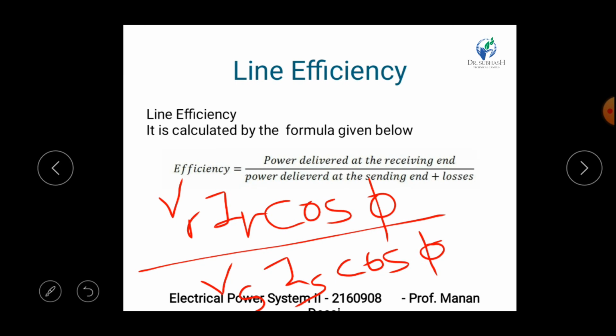So we have studied the short transmission line definition, its equivalent circuit, its regulation, and its line efficiency, and I hope you can understand all the line performance of a short transmission line on a power system.